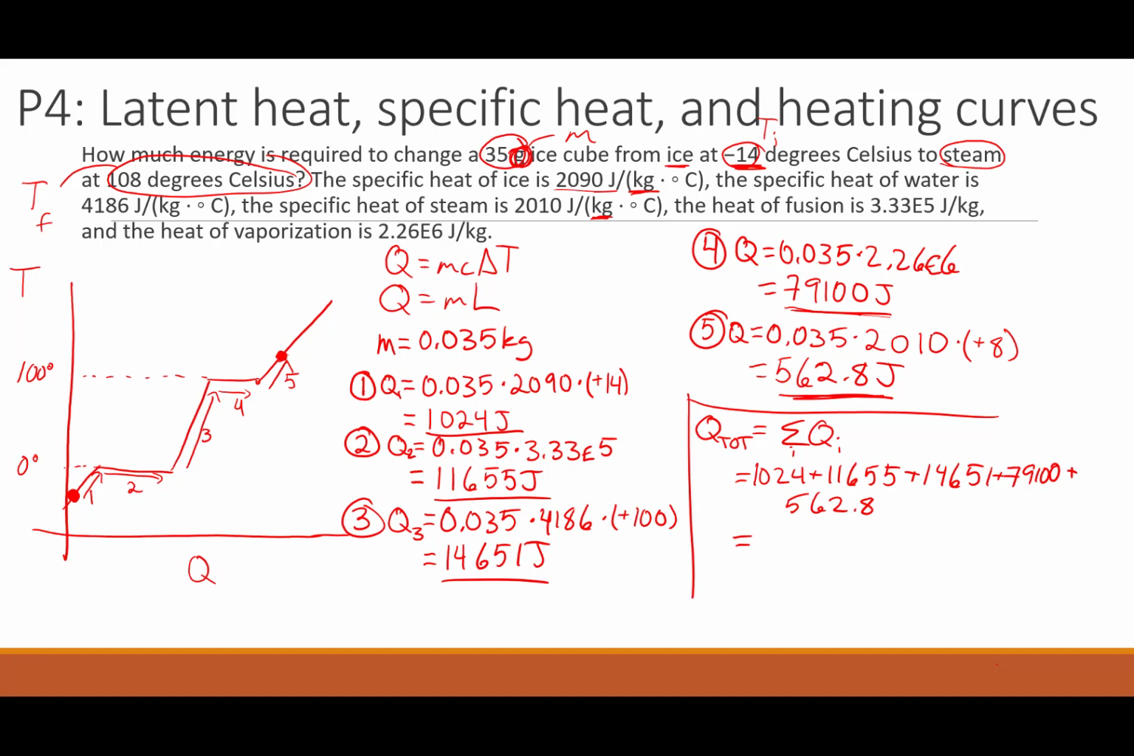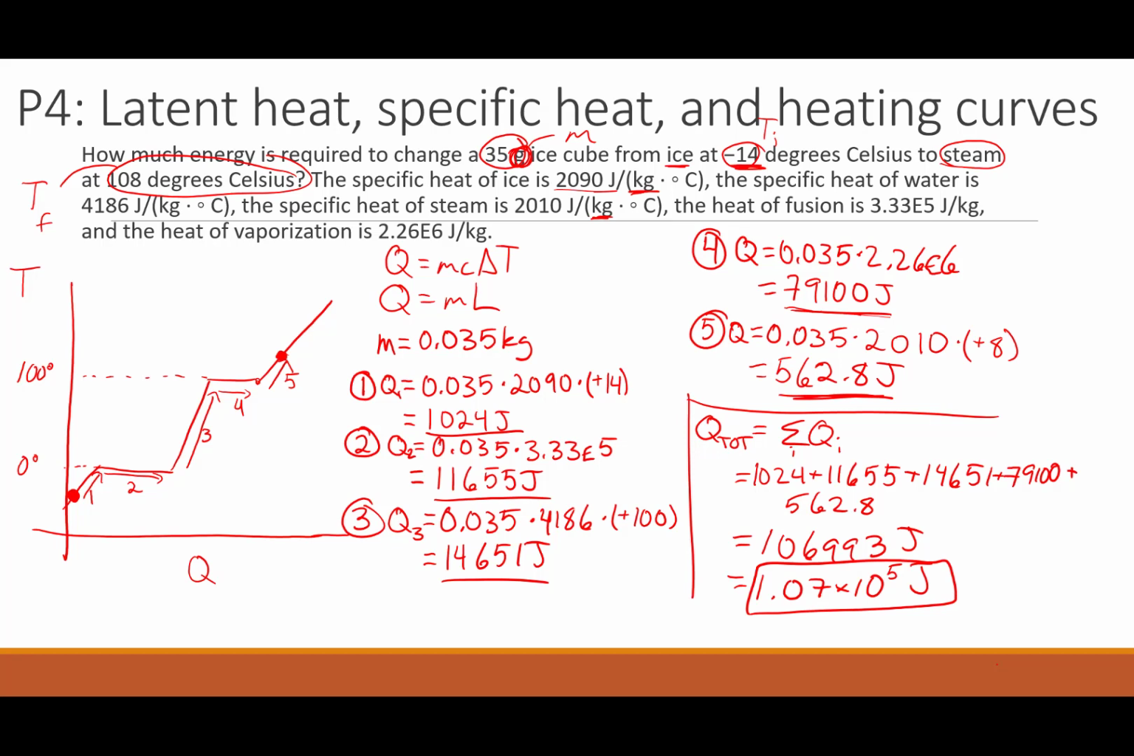I'm getting 106,993 joules. I should round it to either 2 or 3 sig figs. So I'm going to do 3 sig figs, 1.07 times 10 to the 5 joules.